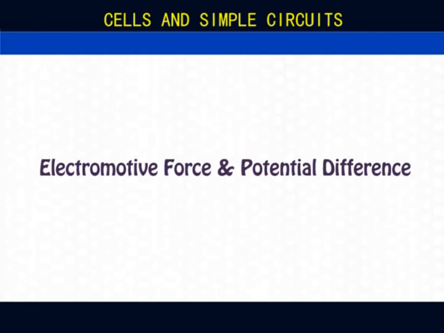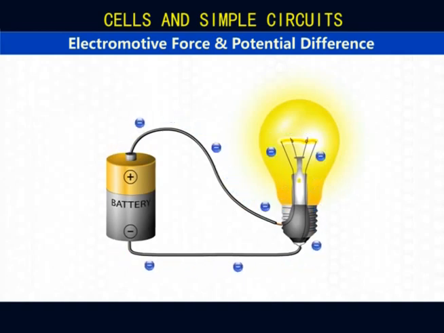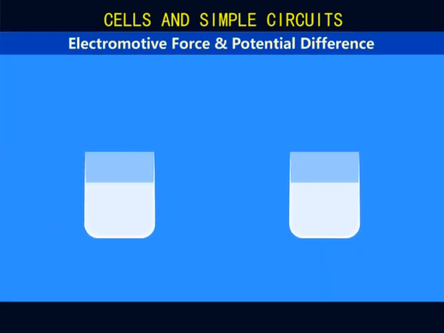Next, electromotive force and the potential difference. Now, we said that the battery drives the charges through the circuit. Let us now understand how that works. Imagine you have two containers filled with equal amounts of water, and they are both connected to each other by a pipe at the bottom.